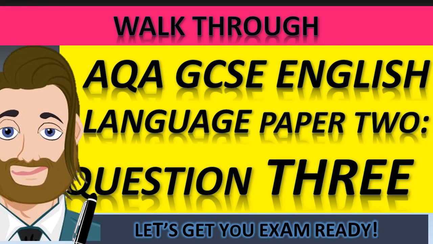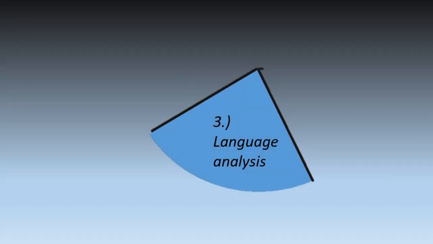Okay, English language paper 2, question 3. Let's think about that now. So question 3 is language analysis. It's what you do for English literature, finding bits of the text that are worth exploring and thinking about the different layers of meaning and the different ideas that are communicated by the words and phrases.